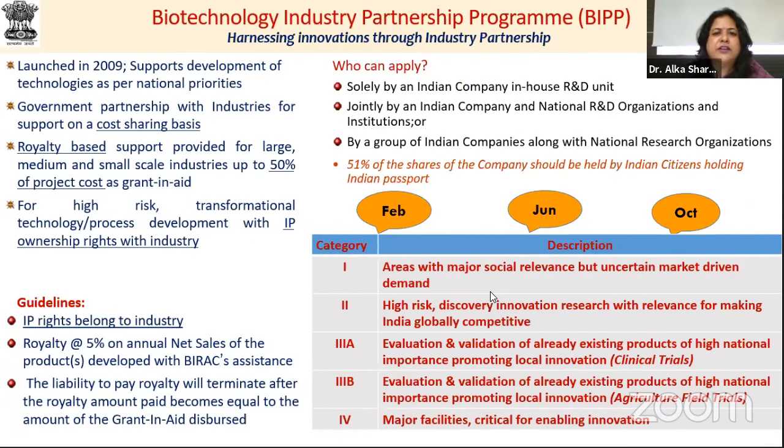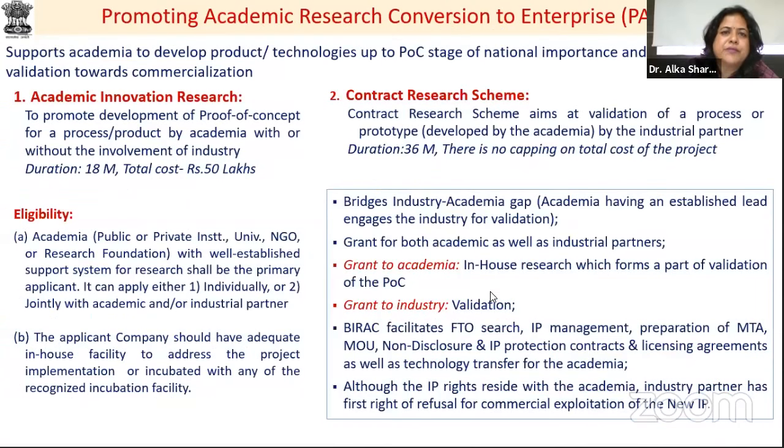Similarly, this is the next step. It's a Biotechnology Industry Partnership Program, and this is for harnessing innovation through industry partnership. Here also the calls are there 3 times a year, and the same terms and conditions apply here. 51% of the share of the company should be held by an Indian company, and the uniqueness of this is that the intellectual property rights belong to the industry, and the industry has to pay royalty, and the royalty amount paid is equal to the grant provided to the innovator.